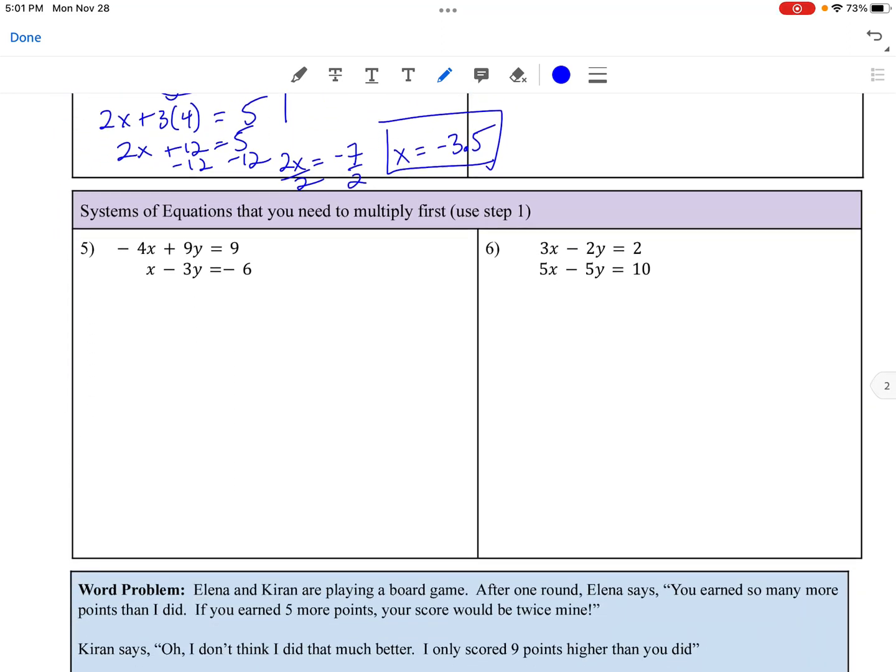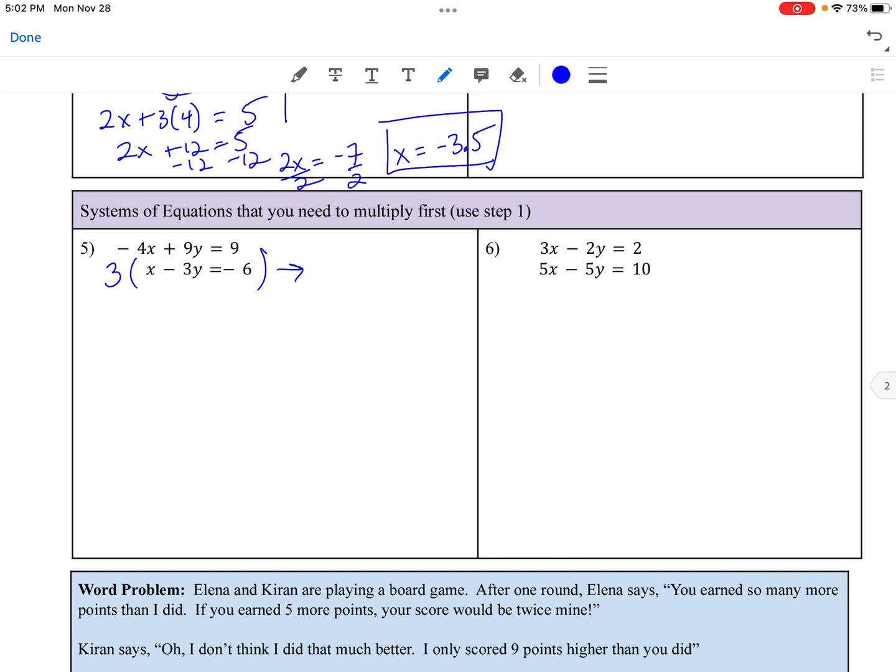Now we're going to do one where we're looking at our coefficients, and we see that neither of them are going to disappear if we add or subtract. So we need to multiply one of the equations by something so that when we add or subtract the two together, a variable will disappear. So I have a choice of what I want to multiply by. I'm going to multiply this second equation. I'm going to try to get rid of the y. So I'm going to multiply this by 3.